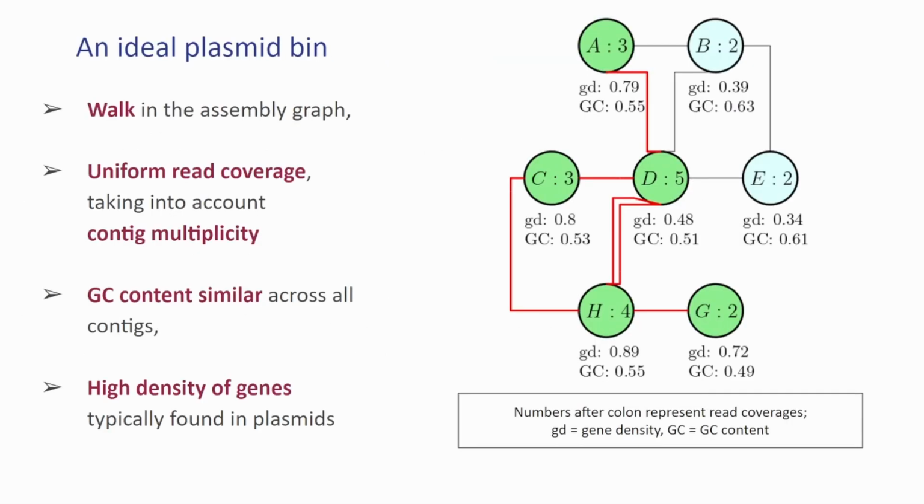What does an ideal plasmid bin look like to us? It should ideally form a walk in the assembly graph. The contigs should have uniform read coverage, and the bin also should allow contig multiplicity. The GC content of contigs should be similar across the bin, and the contigs should contain genes that are typically found in plasmids. So here on the right, we have an example assembly graph, wherein you see the contigs in green have a high gene density, which is the GD. They have their GC content falling in a small region, while the ones in blue have low gene density, and their GC content is also disparate from the green ones.